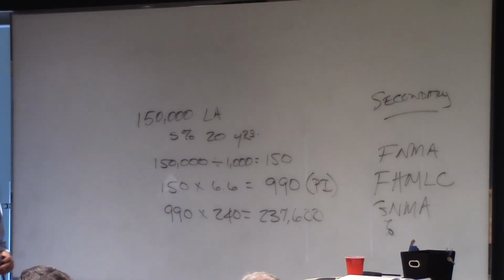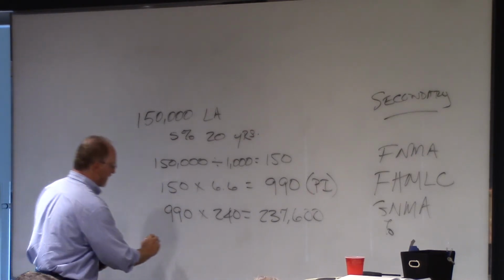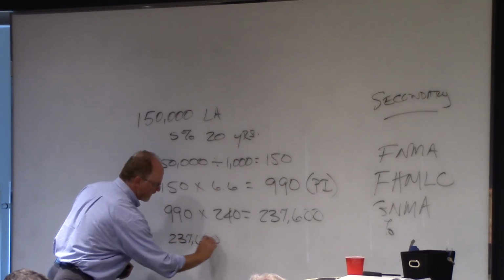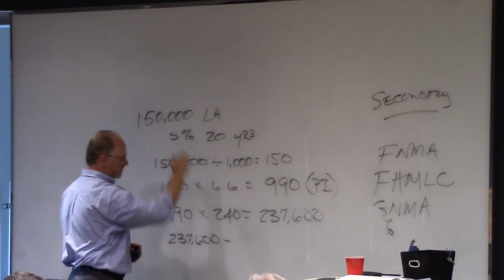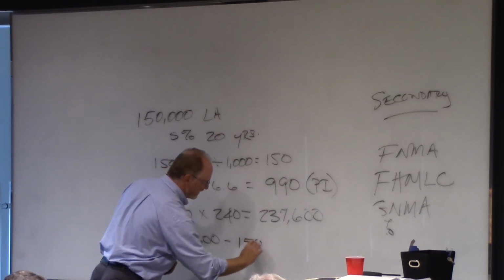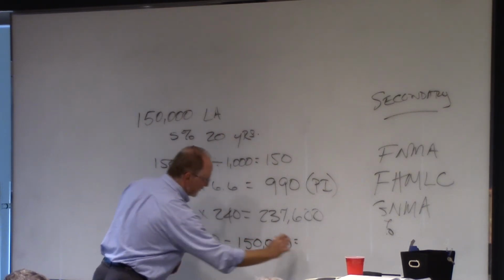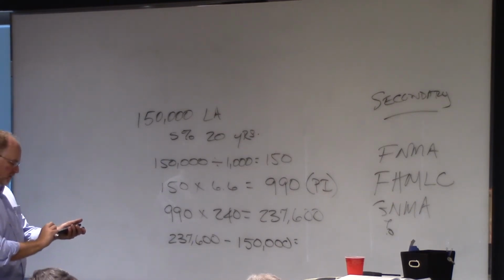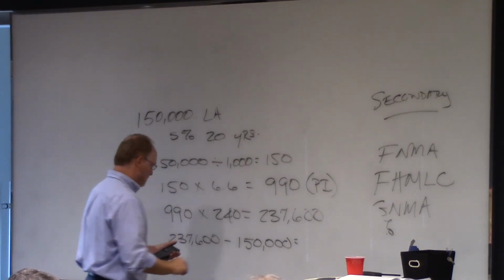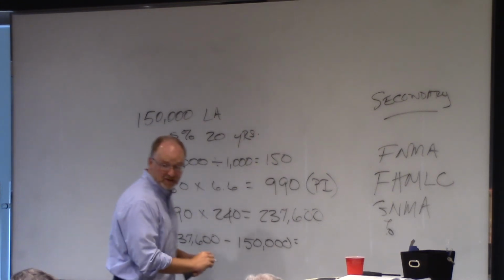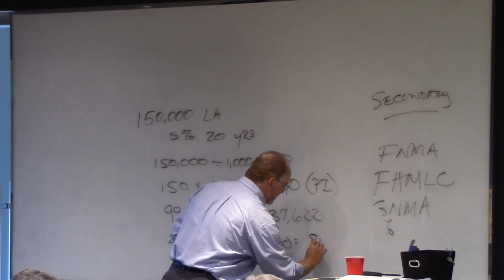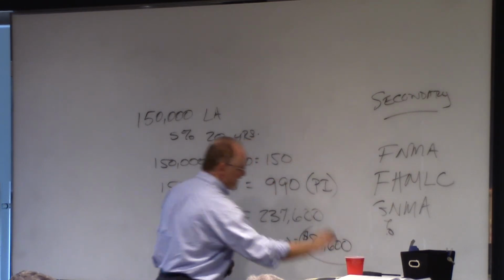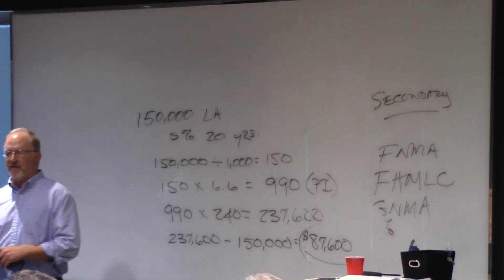The question was, what was the interest that you paid over the life of the loan? So what do we subtract out? We subtract out the original principal, which was 150, and it looks like the interest over the life of that loan is 87.6. Is that what y'all said? Okay. 87,600. There is your interest over the life of the loan.